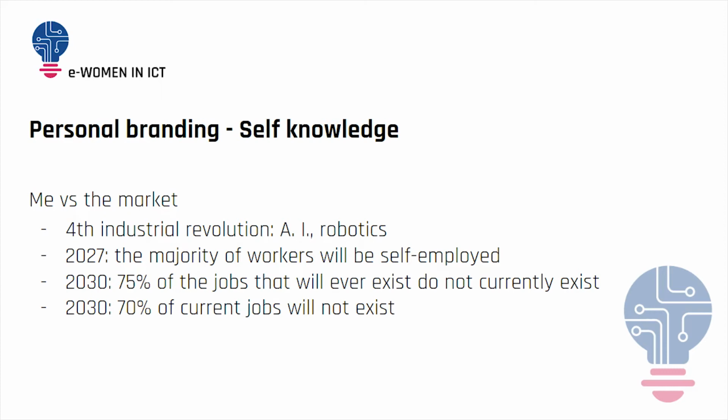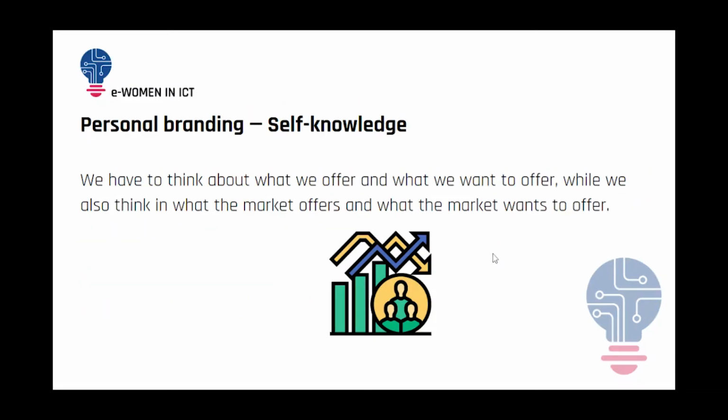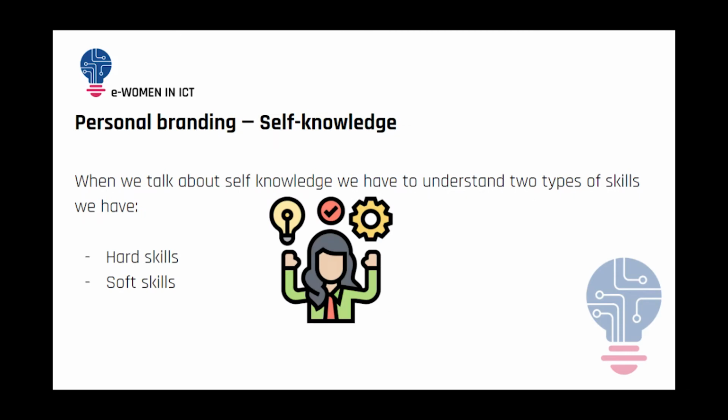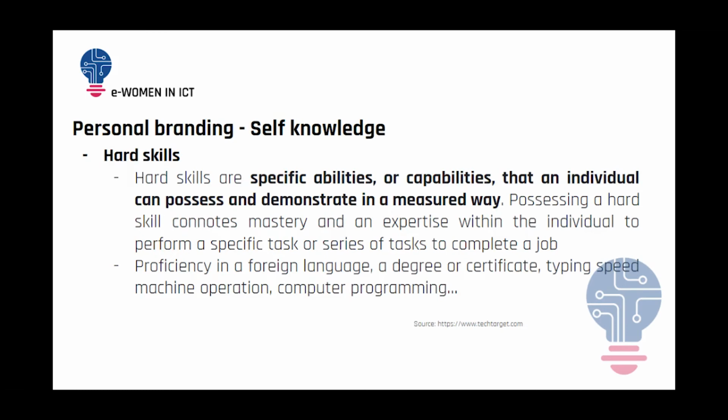So, we have to think about what we offer and what we want to offer, while we also think about what the market offers and what the market wants to offer. Well, first of all, when we talk about self knowledge, we have to understand two types of skills we have: hard skills and soft skills. Let's see what hard skills are.